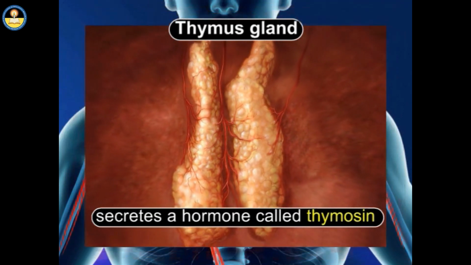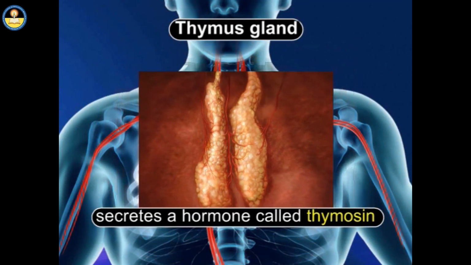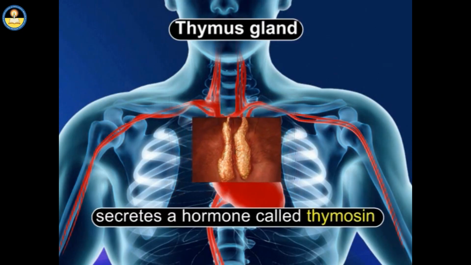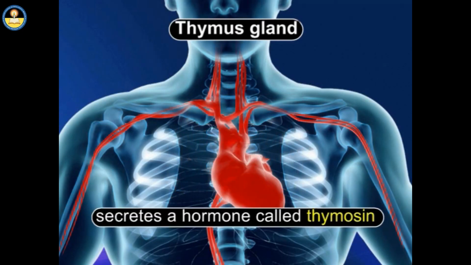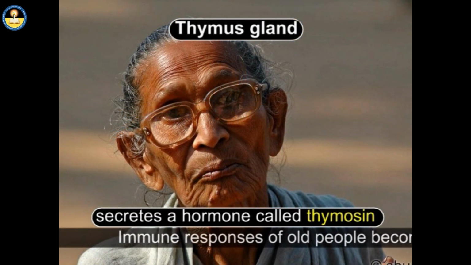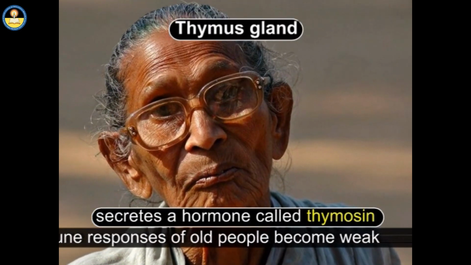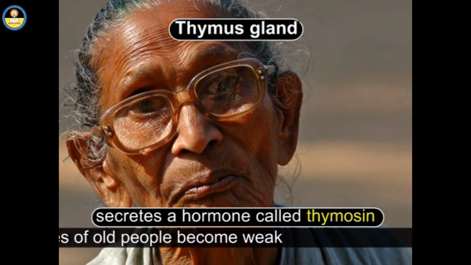Thymus degenerates in old individuals, resulting in a decreased production of thymosin. As a result, the immune responses of old people become weak.